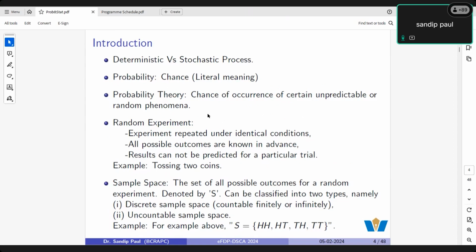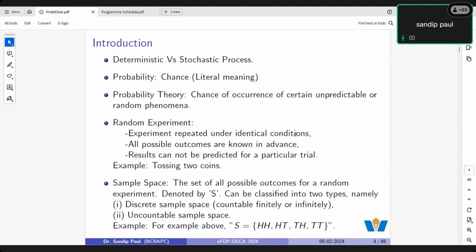Now, what is the meaning of probability? Its literal meaning is chance. Chance means the mathematical measure to describe the happening or non-happening of some phenomena. So in probability theory, we'll learn the chance of occurrence of certain unpredictable or random phenomena. That means here, suppose we are considering an experiment.